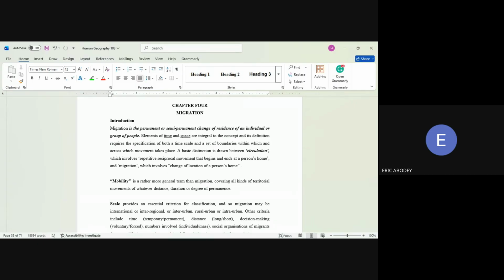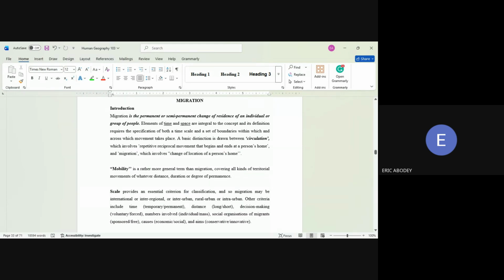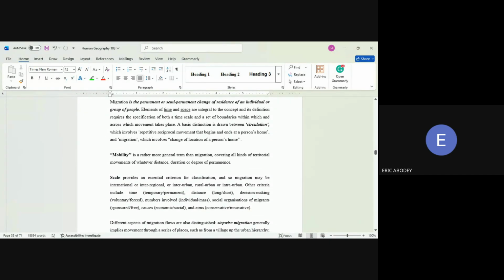But migration, on the other hand, is permanent. If I'm moving from Bibiani to Kumasi, I'm not going to stay there. But when it comes to migration, you have the intention to stay either permanently or semi-permanently. You spend some days, some months, some years, then you go back. That is what we are talking about as migration. So it involves the change of location of a person's home.